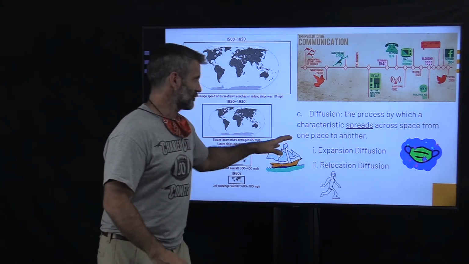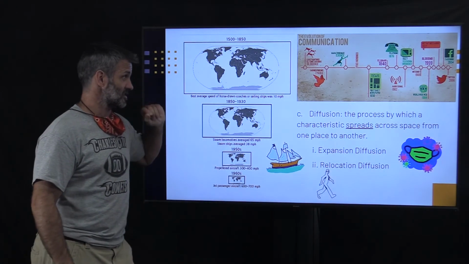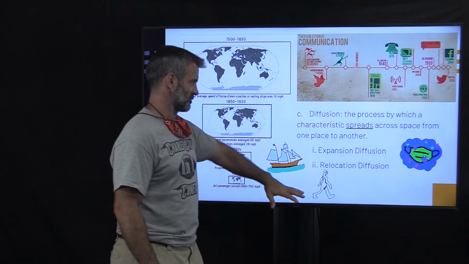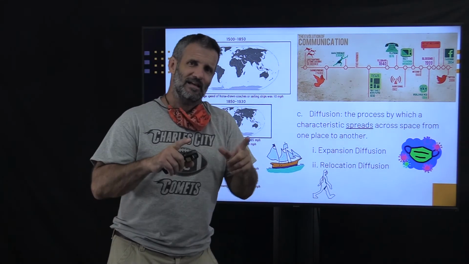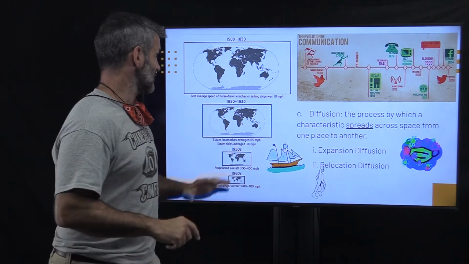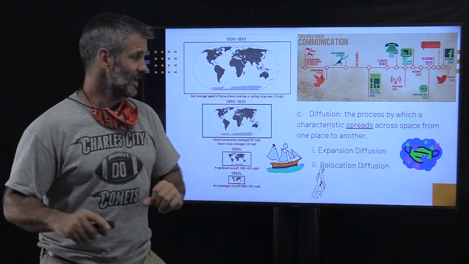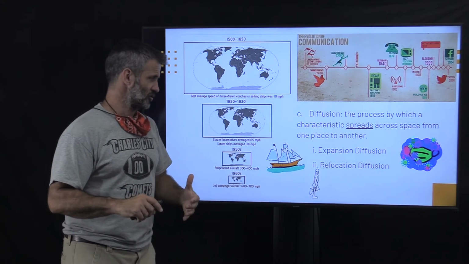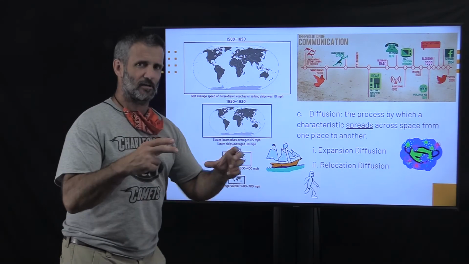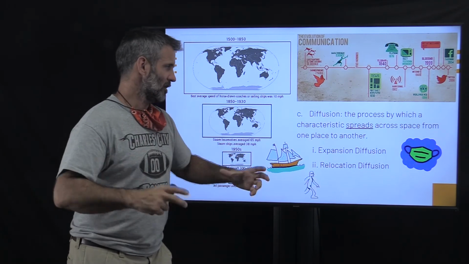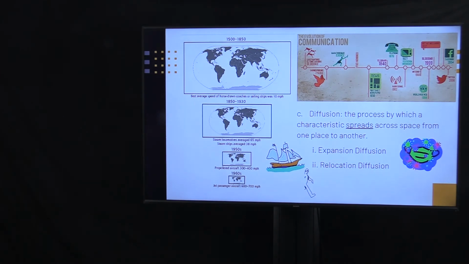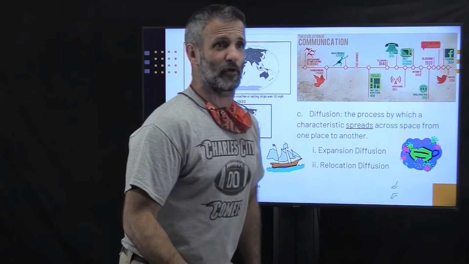Diffusion is the process by which a characteristic spreads. You got expansion diffusion and relocation diffusion. Expansion diffusion is as people go to different spots, and these are all part of cultural diffusion, they spread it out. Then you got relocation diffusion. Expansion comes from one central point and spreads out. Relocation is from that one central point, somebody goes to another point, way off camera, and adds it to what they're doing.